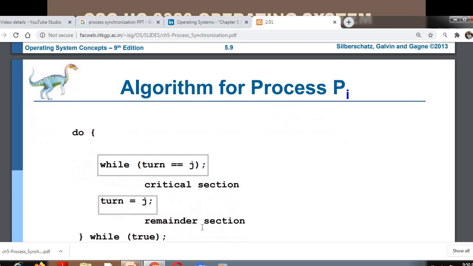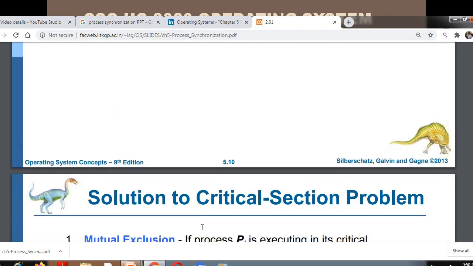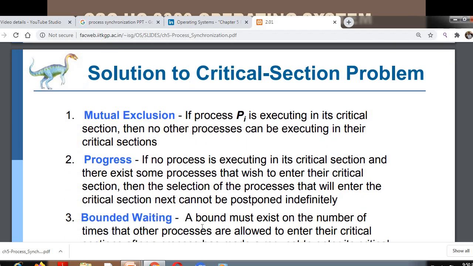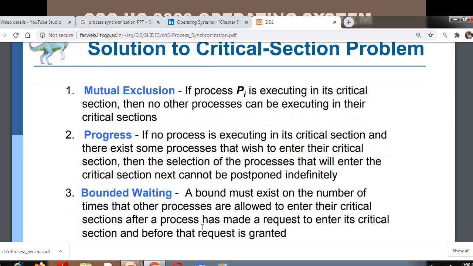Now, the algorithm for the process Pi: do, while turn equal to j, critical section, then turn equal to j, remainder section, while true. Now, the solution to the critical section problem will be solved if we consider the following criteria.